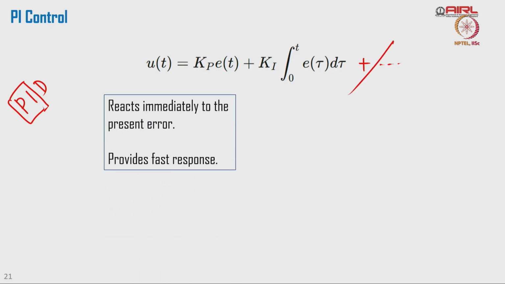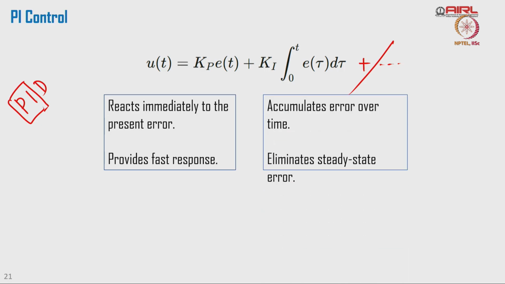So, what happens with Kp? It reacts immediately to the present error and provides fast response. What happens with Ki? It accumulates error over time and eliminates steady state error. No derivative term, that is why less noise sensitivity. However, if the system is very fast and oscillatory in nature, then not having the derivative term will become a problem.